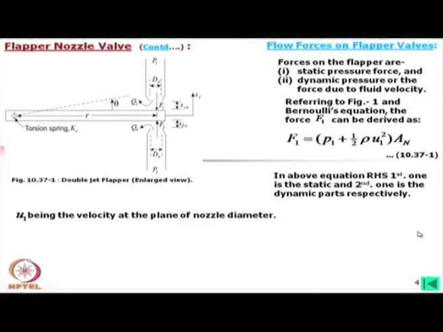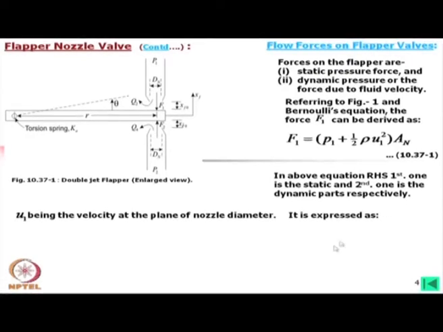U1 is the velocity at the plane of the nozzle diameter. That means this velocity, how this oil is going: it is coming like this and then going in these directions. Now, we should measure the velocity along this perpendicular direction, at the vicinity of the surface of the flapper, and that velocity is called u1.